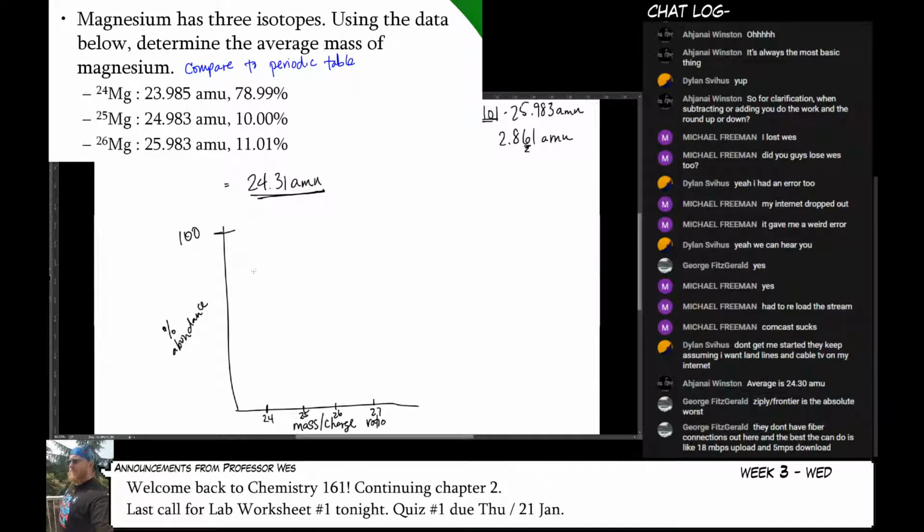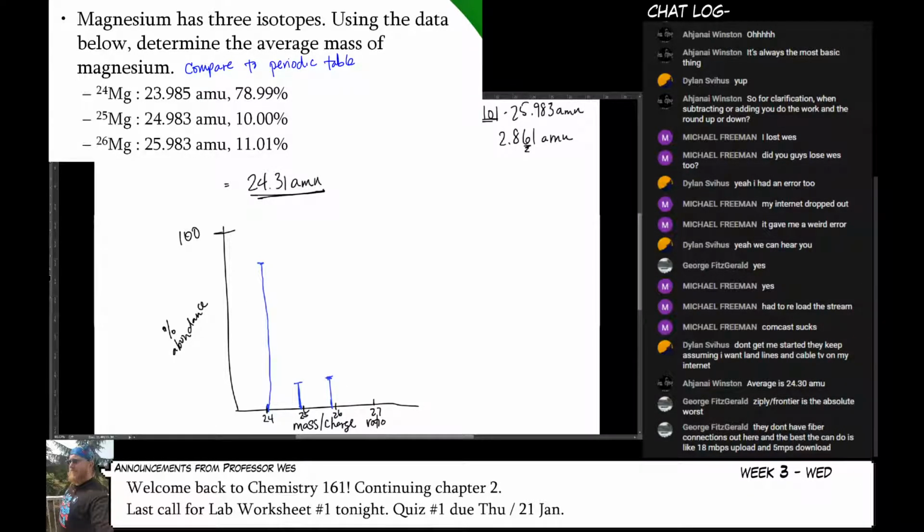So, yeah, 80% is about here. So I'll just do this. And then 10%, these would be really small. Oops, I missed. That's okay. This one will be a little taller. There you go. So I should get something that looks like that.